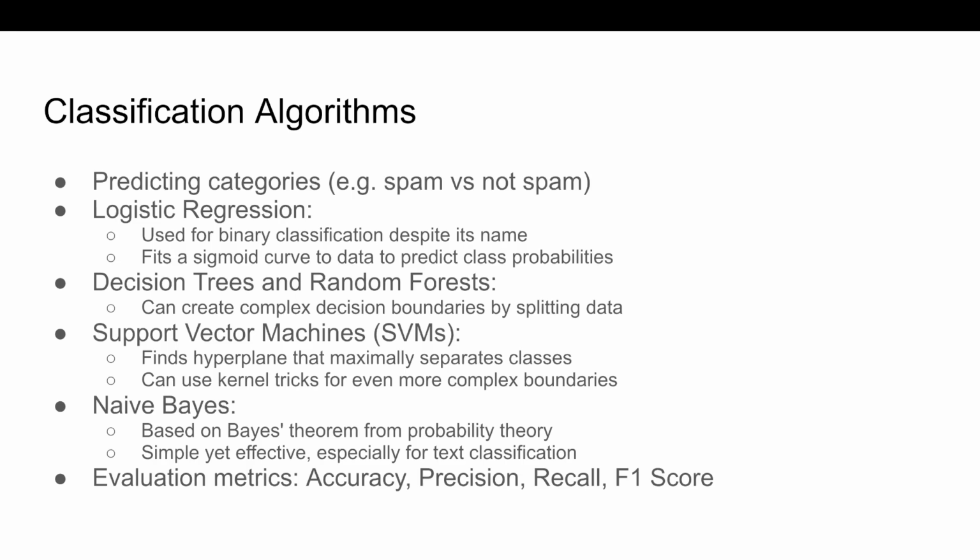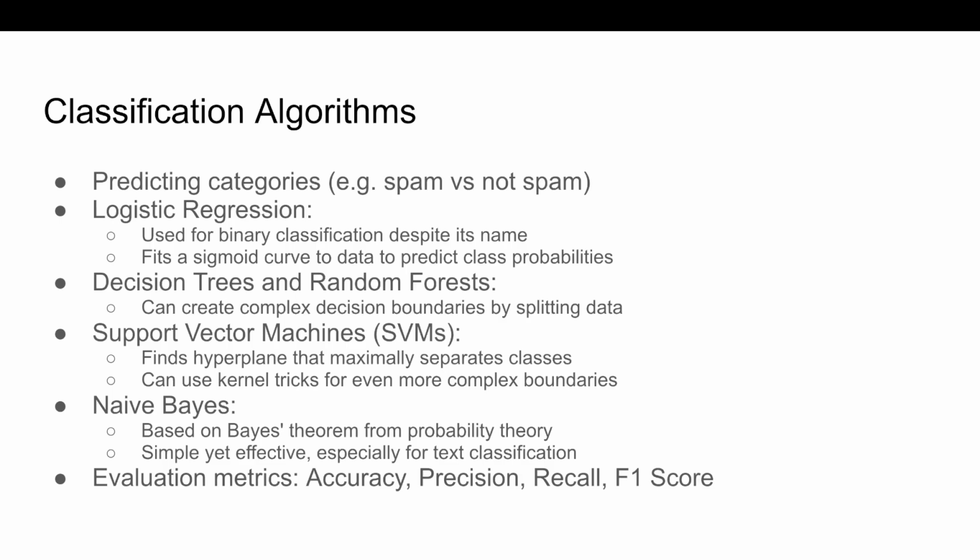Lesson 222: Classification Algorithms. Welcome back. In the last lesson, we saw how regression helps us predict continuous values. But what if we want to predict categories instead? That's where classification comes in. Think about spam email detection. Each email can be classified as either spam or not spam. This is a binary classification problem because there are only two possible categories.